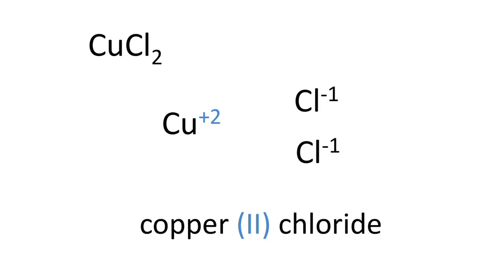The name then for this formula would be copper 2 chloride. So all of the other rules stay the same. The cation gets to keep its name. The anion, the ending gets changed to "ide." We just insert that Roman numeral after the name of the cation that specifies what the charge is on that copper ion. Okay, let's look at another example.